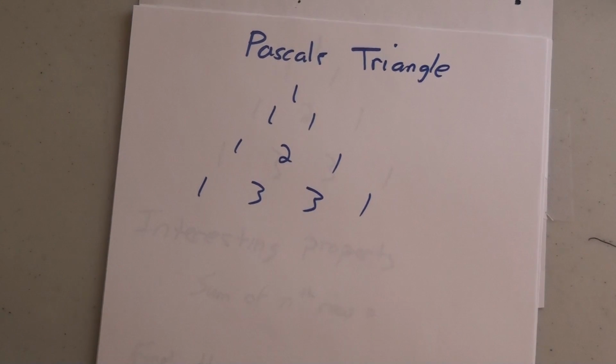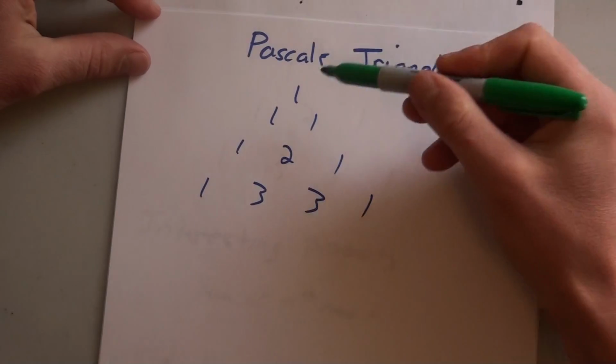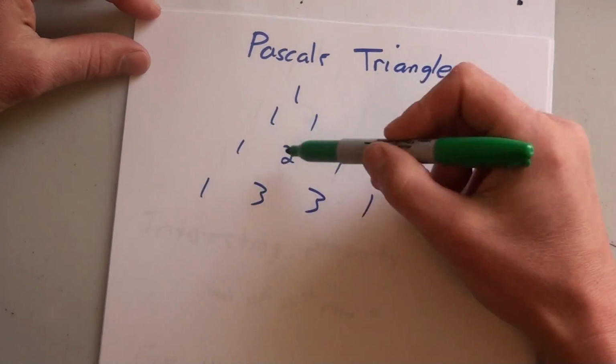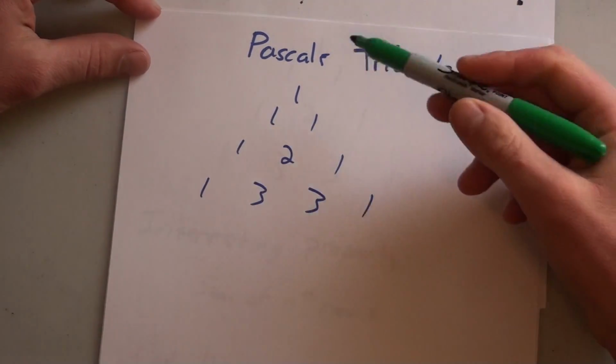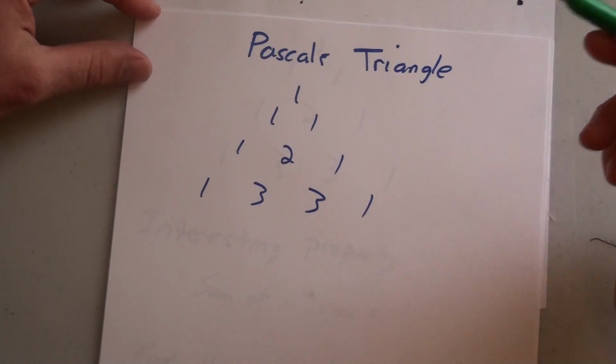This is a lesson on Pascal's triangle and some of its applications. Pascal's triangle is a pattern. You start at 1, 1, 1, 1, 2, 1, 1, 3, 3, 1. You have a series of rows, series of terms going after that.